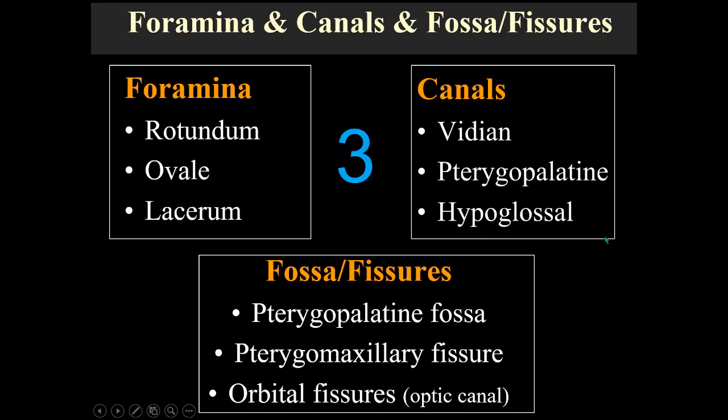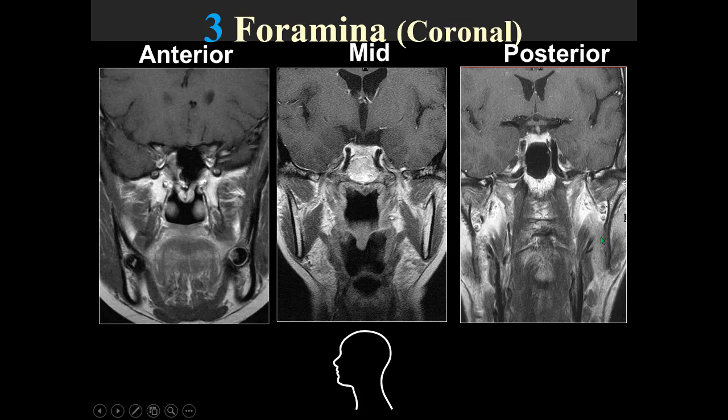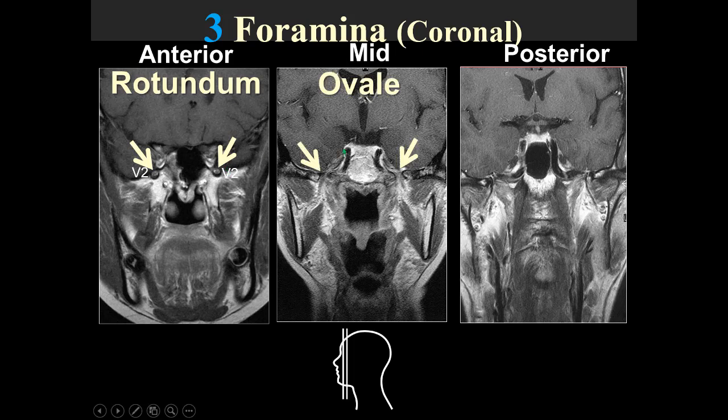What about the foramina? Just a revision, where are the foramina? We start at the front with rotundum, ovale, lacerum, so front to back. If we start at the front here, we can see the foramen rotundum, which has the V2 nerve inside. This is at the level of the orbital fissures, just at the back of the orbit. Go back until you hit the cavernous sinus here.